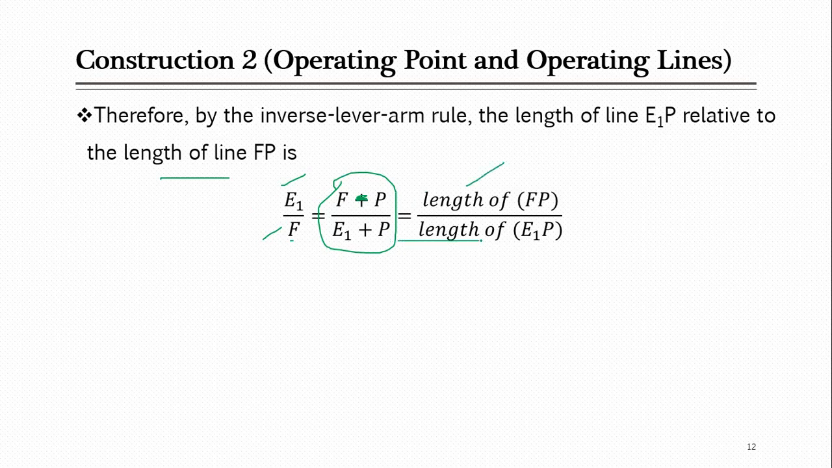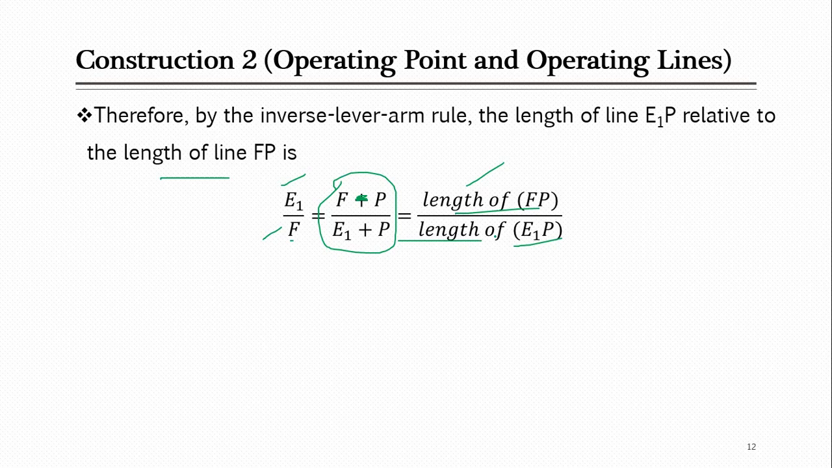Then E1 over F is equal to, based on lengths, which you can measure using a ruler, the length of FP over the length of E1P. This is not being used here in any calculation, but if you have to use it, this is how the inverse lever arm rule works.